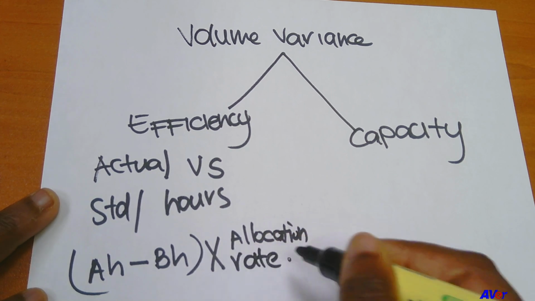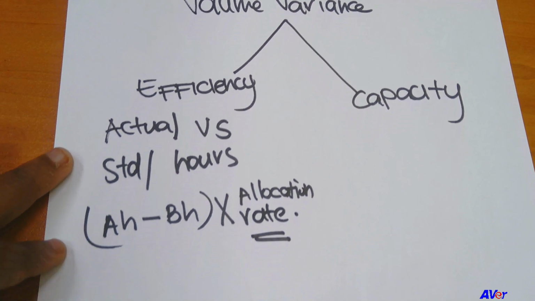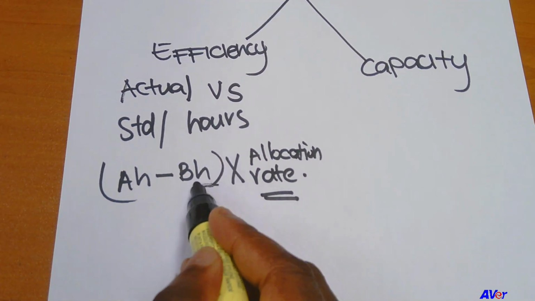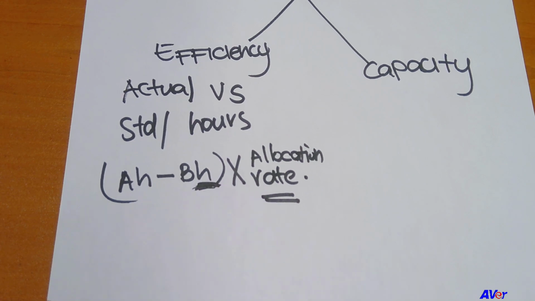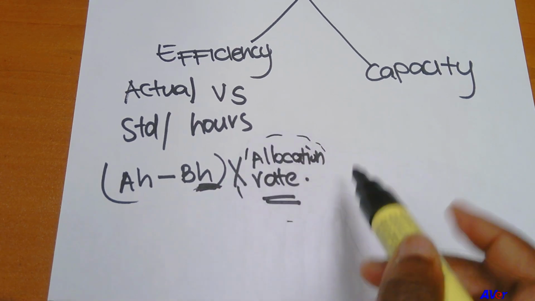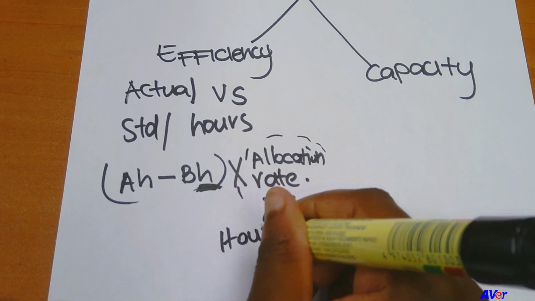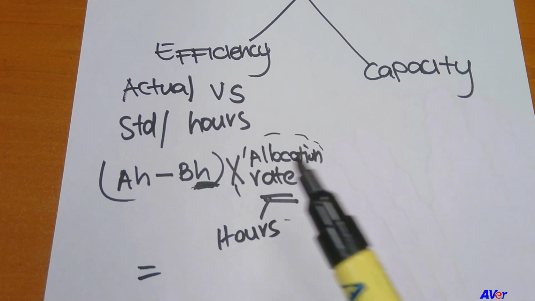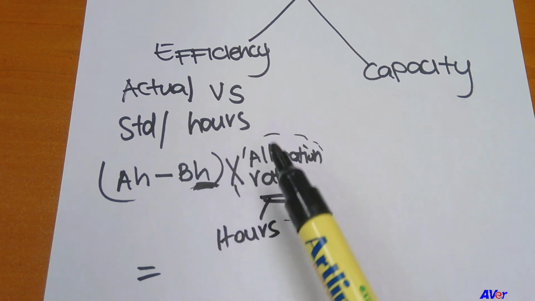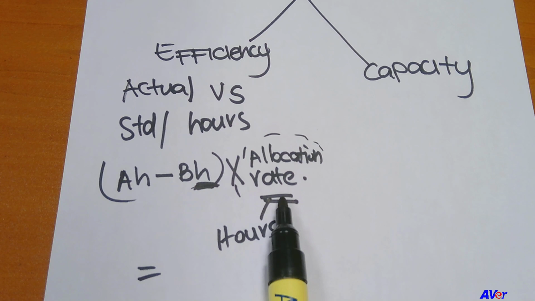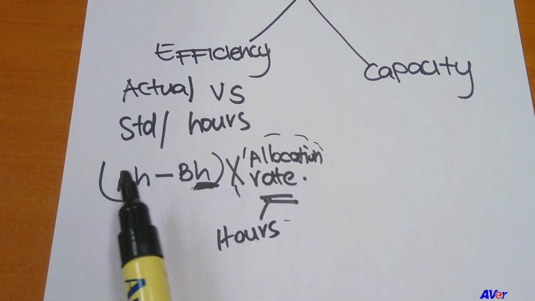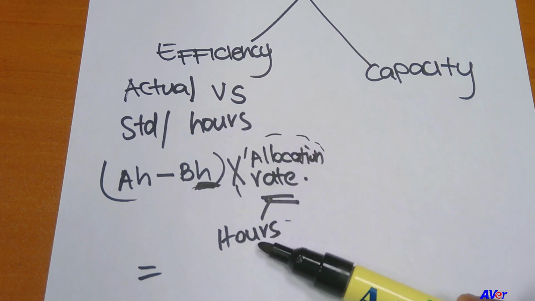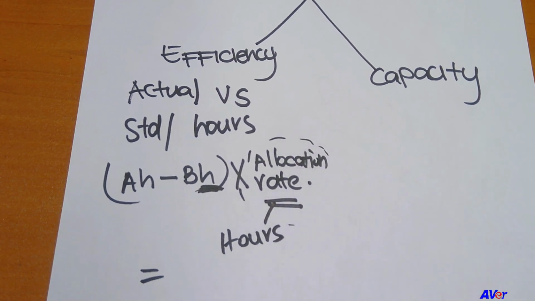Now, this allocation rate that you use, just remember, you're working with hours. This is why I used an H here, to show you that you're working with hours. So your allocation rate also needs to be in hours, so that your final answer is correlating. So this is in hours, and then my allocation rate. If you've calculated your allocation rate based on the produced units, it means that you are multiplying units with the hours. But if you convert your allocation rate into hours, then you can get the correct allocation rate.